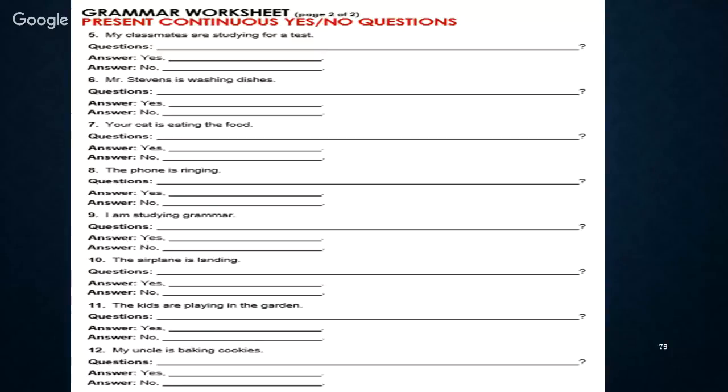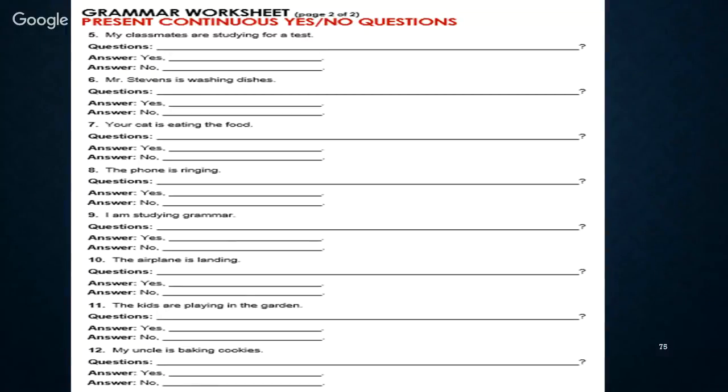My classmates are studying for a test. So if you convert it into a question, it becomes, are your classmates studying for a test? Yes, they are. No, they aren't. Mr. Stevens is washing dishes. So the question would be, is Mr. Stevens washing dishes? Yes, he is. No, he isn't. Your cat is eating the food. Is your cat eating the food? Yes, it is. No, it isn't.